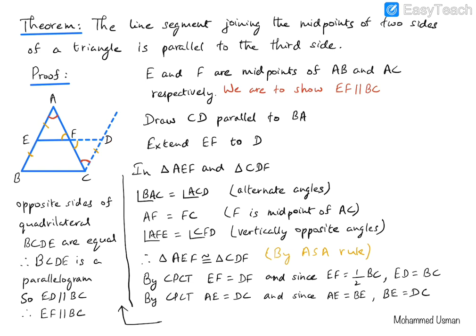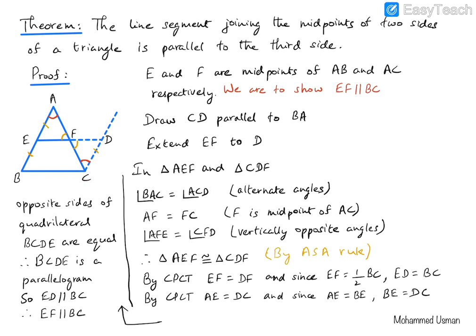And in a parallelogram, the opposite sides are also parallel. So therefore, the side ED is parallel to BC, and the side ED is nothing but the extension of EF. So therefore, EF is parallel to BC, which is what we started off to prove. We had to show that EF is parallel to BC. So we have shown that, first of all, BCDE is a parallelogram. And once we show that it is a parallelogram, we know ED is parallel to BC. So therefore, EF is also parallel to BC.